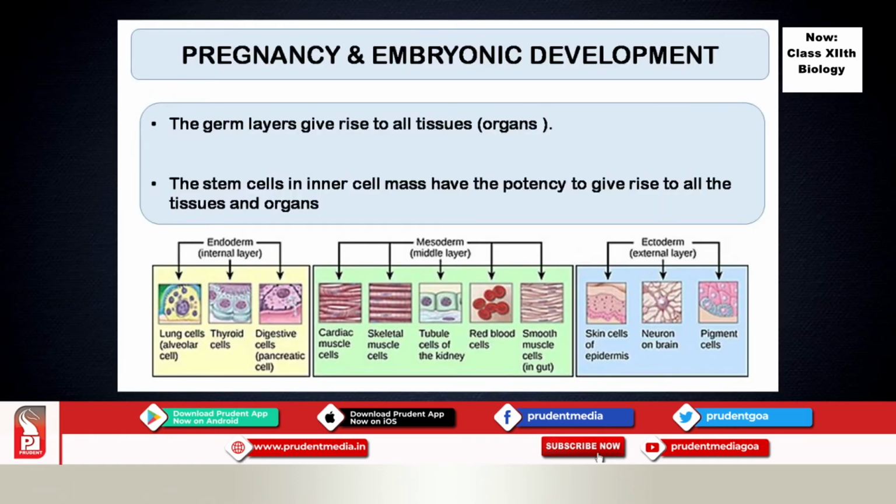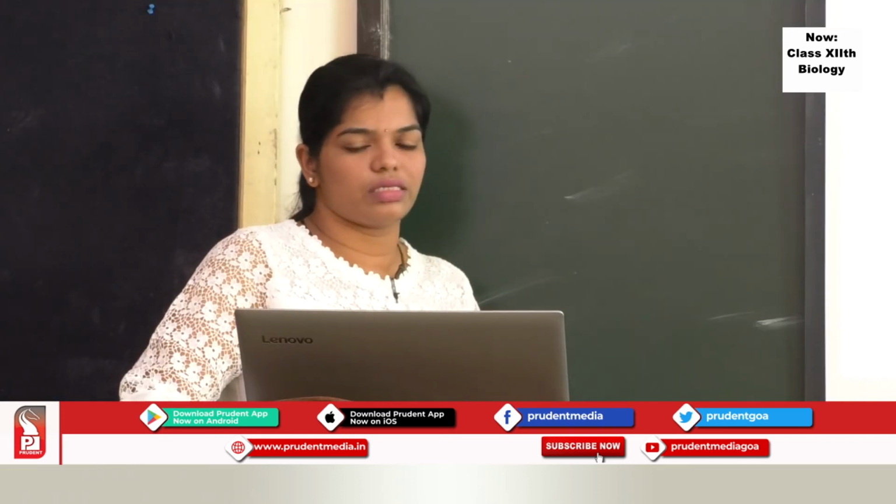So there is a mass of cells inside the blastocyst called stem cells, which has the potency to give rise to all the tissues and the organs. The endoderm layer, that's the internal layer, the innermost layer, is involved in forming lung cells, thyroid cells, digestive cells, basically the lining cells.